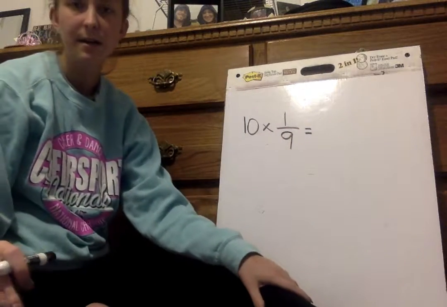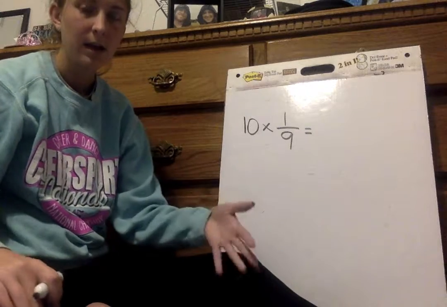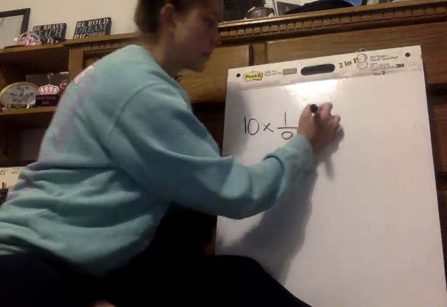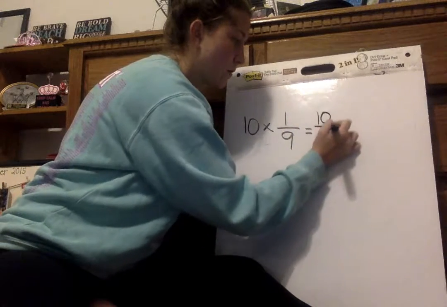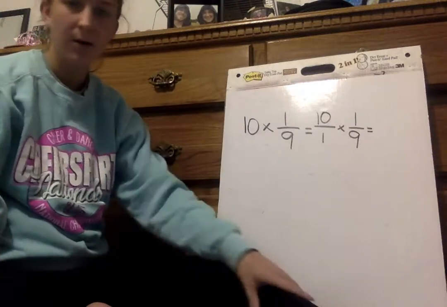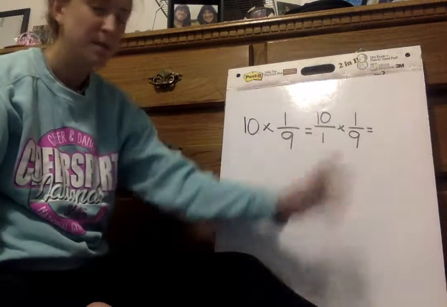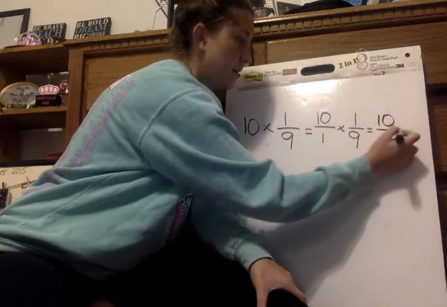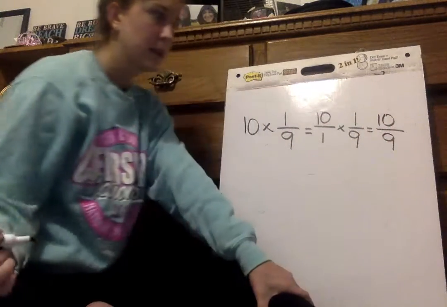Alright, so 10 times 1/9. Again, the first thing that I have to do is I have to turn 10 into a fraction. So 10 over 1 times 1/9. Now, I'm ready to multiply. Got some simple multiplication going straight across. 10 times 1 is 10. 9 times 1 is 9.